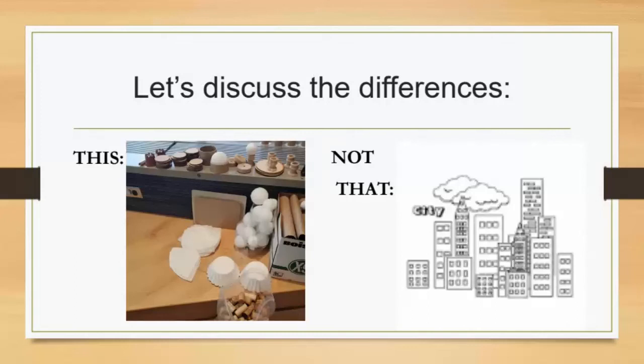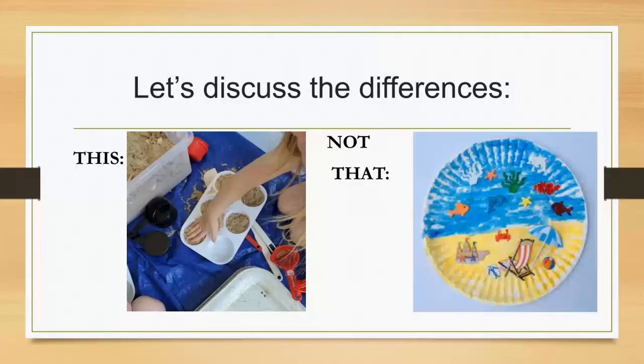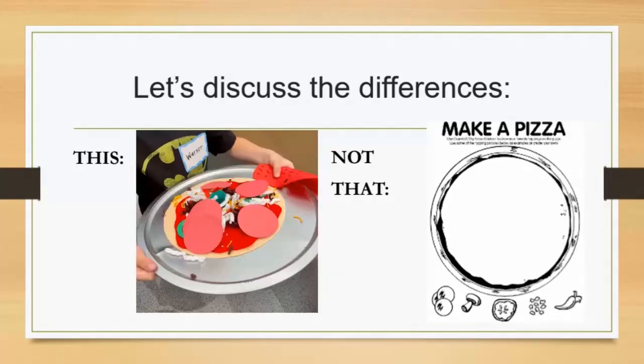So these are just some little snippet photos real quick of, instead of putting out a coloring sheet, put out all those loose parts. Instead of a paper plate craft, do a sand exploratory loose parts bin. Instead of another little piece of paper where you cut out the pieces of your pizza and glue them on, have a pizza making story time with loose parts.